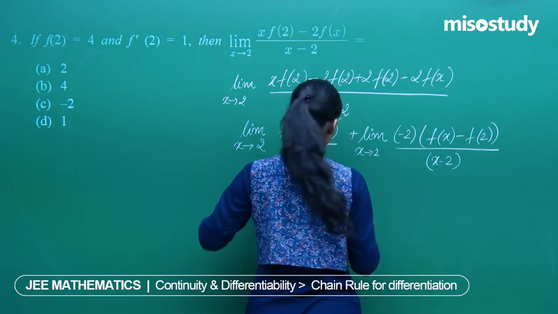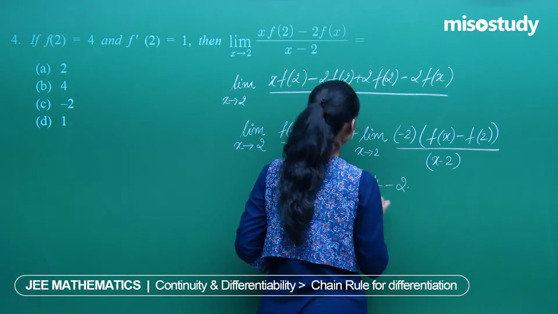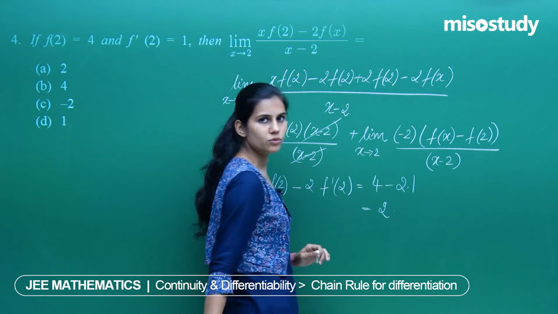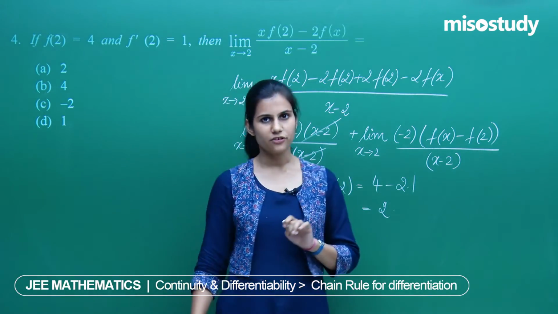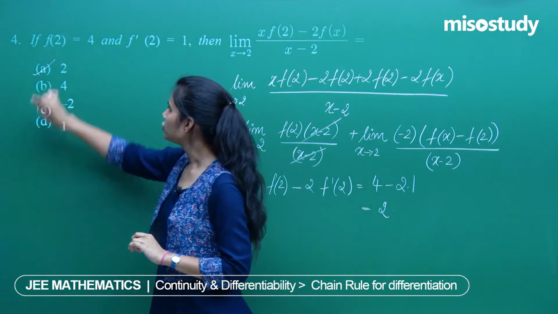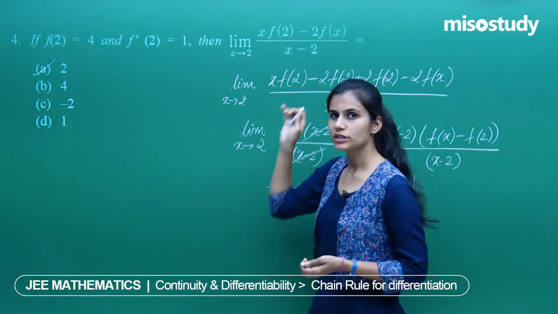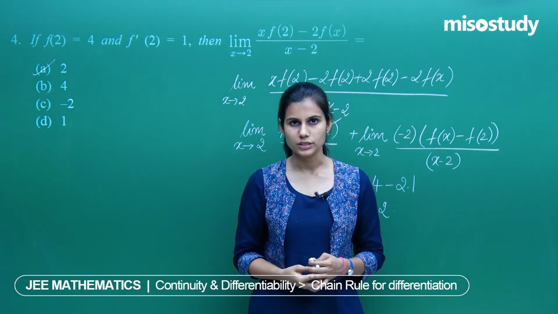f of 2 is given to me as 4. f dash 2 is given to me as 1. 4 minus 2 gives me 2. And therefore, the answer of this expression is basically nothing but 2. Easy enough, just need to manipulate it accordingly so that you can use the very derivability definition as well.